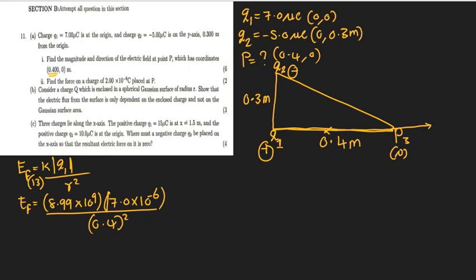So let's multiply that. 8.99 multiplied by 10 to the power 9, times 7.0 multiplied by 10 to the power -6, divided by 0.4 to the power 2. So we're getting something like your electric field is going to be 3.93 multiplied by 10 to the power 5 Newton per Coulomb. Now, remember, the path is in the x. And because the path is in the x, there is no other component that we can find. There is only one component, and that component is in the x. So we have found due to that one.